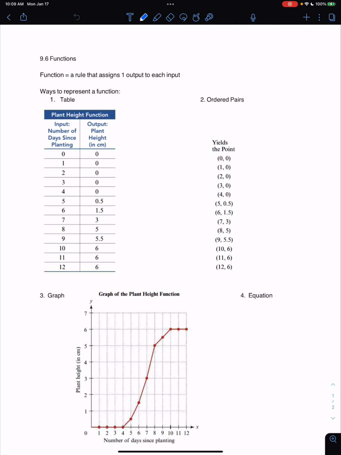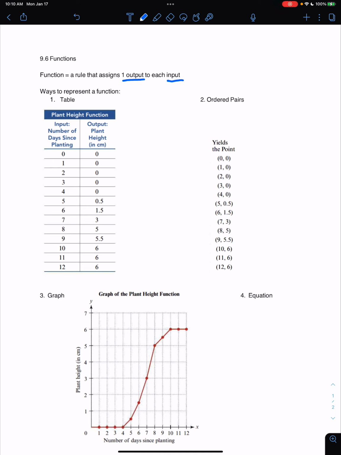Let's talk about functions for a minute. Some of you may be familiar with functions from your high school math classes, but a function is just a rule that assigns one output to each input. That's very important: a function cannot have more than one output per input. So in order to call something a function, we need to have exactly one output for each input.